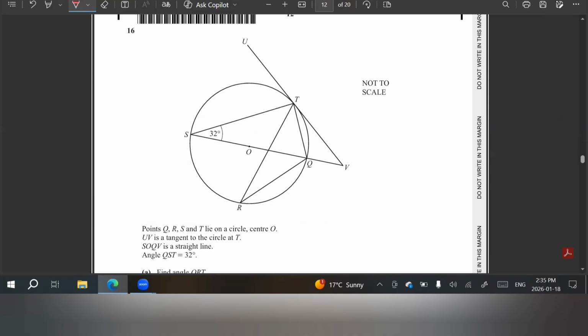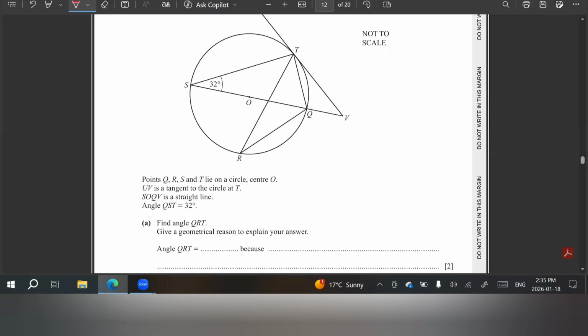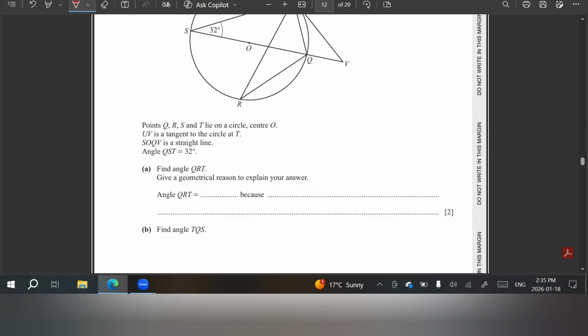SOQV is a straight line. Angle QST is 32 degrees. Their first question is to find the angle QRT. Give a geometrical reason to explain your answer.